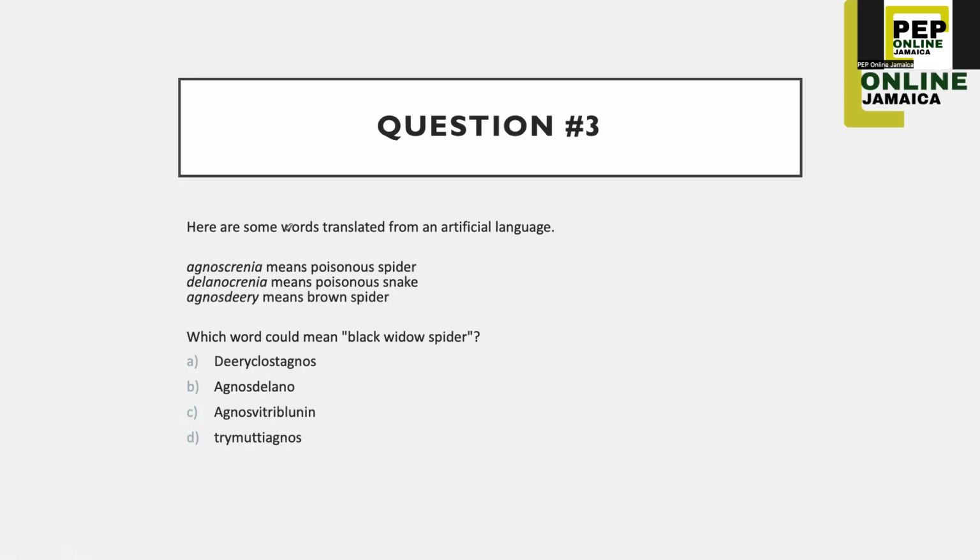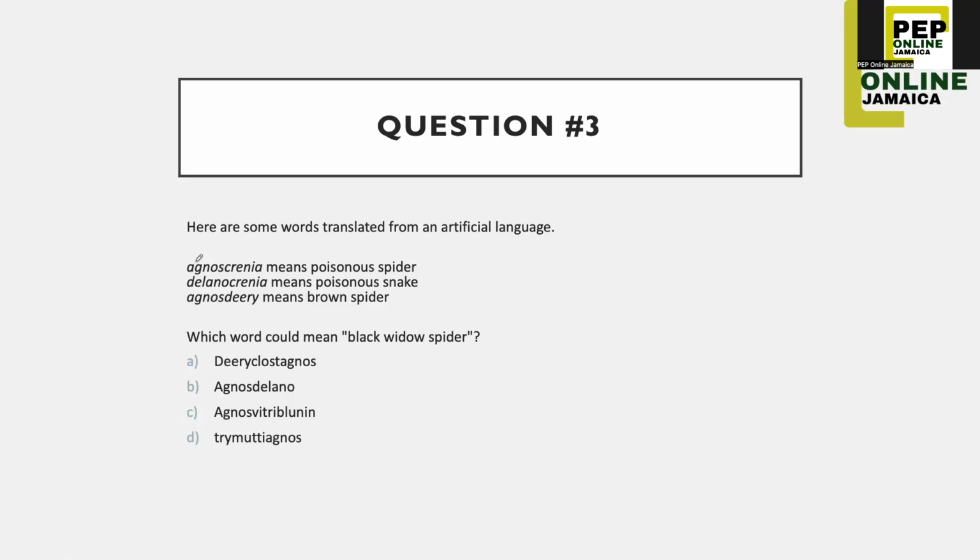Question number 3. The instructions are the same, so you realize I'm not reading it over and over again. Now we have this word, this word, this word. We have poisonous spider, because we know those are English, right? And we have poisonous snake, and we have brown spider. Now we're going to be looking for what is similar, and we find those parts of the artificial language that we're going to identify. So we have poisonous here for the snake and spider. So that's a similar word.